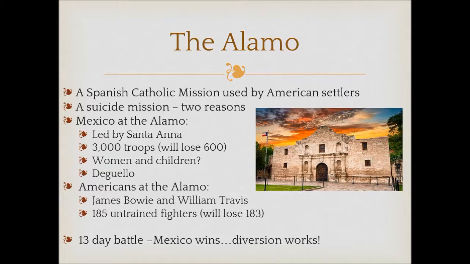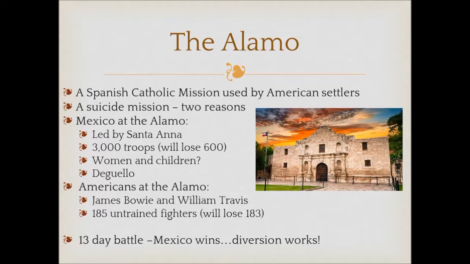So they lost 183. Of those that survived, one was a woman who refused to leave her husband and sons, who were all killed inside. The other was a small slave boy who had hidden under a wagon during the entire thing, and he only snuck out occasionally to steal some food, and then he would hide back under the wagon. So he ends up surviving.